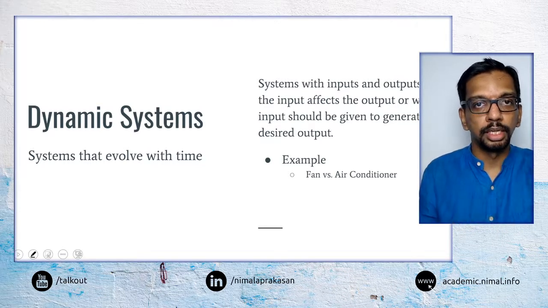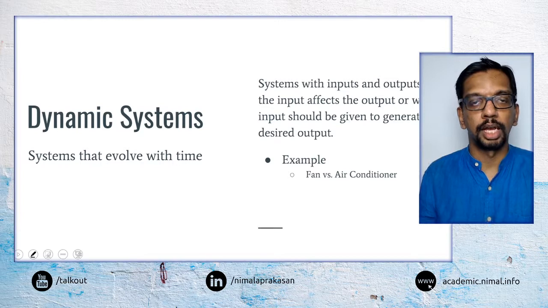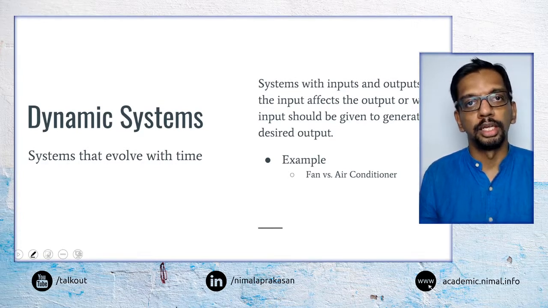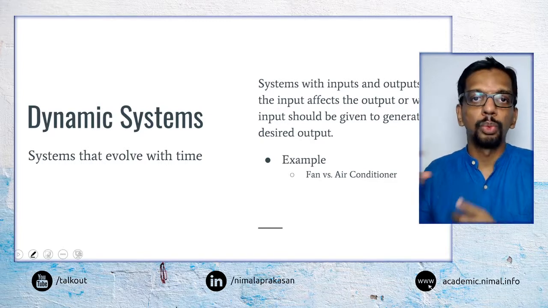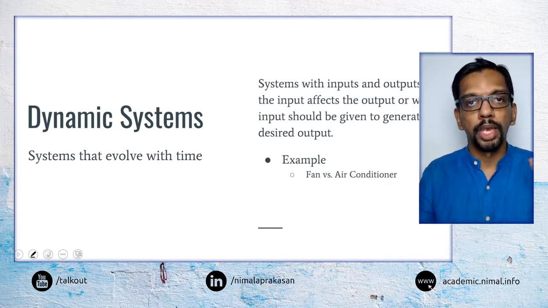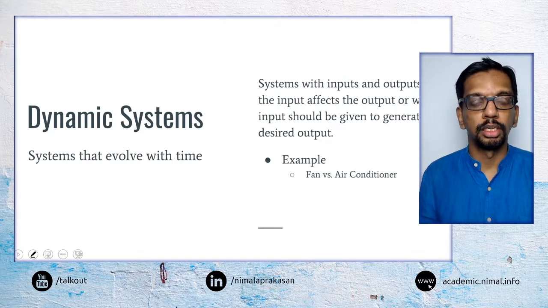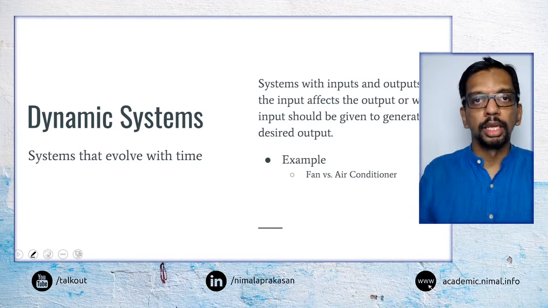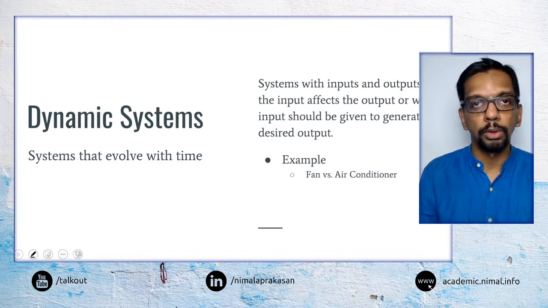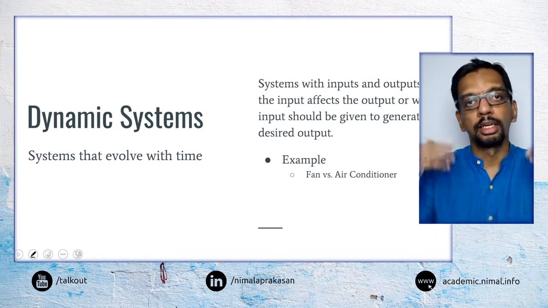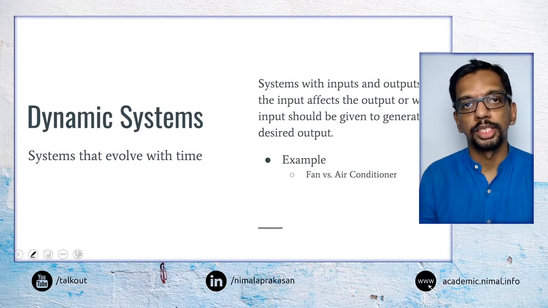You may set a target temperature for the air conditioner. You may say the temperature should be 26 degrees Celsius inside this room. Then the air conditioner would work accordingly to bring down the temperature in the room to that particular temperature. If it is very hot outside, it will cool it down to 26 degrees. If it is cold outside, it may heat it and bring it back to 26 degrees.